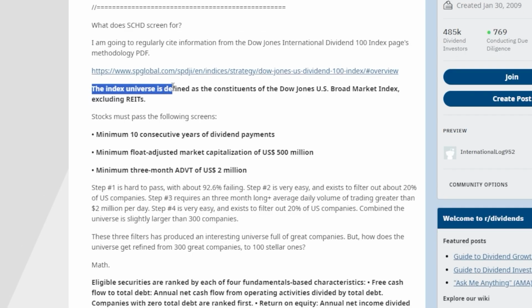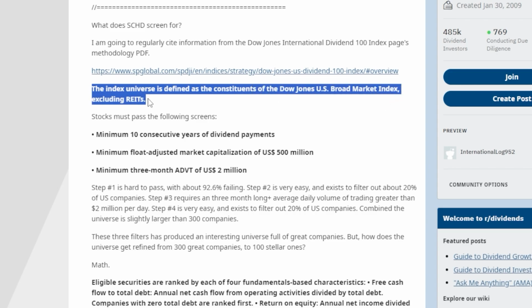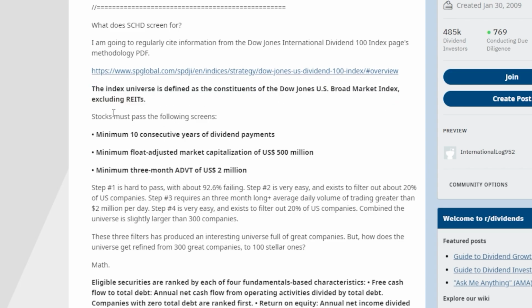It says the index universe is defined as constituents of the Dow Jones US Broad Market Index excluding REITs. So within the SCHD ETF, you are never going to see REITs, real estate investment trusts. If that's something that you want large exposure to, you're definitely not going to find it here. Now for stocks to enter or exit the index that SCHD tracks, these are going to be the following screens.